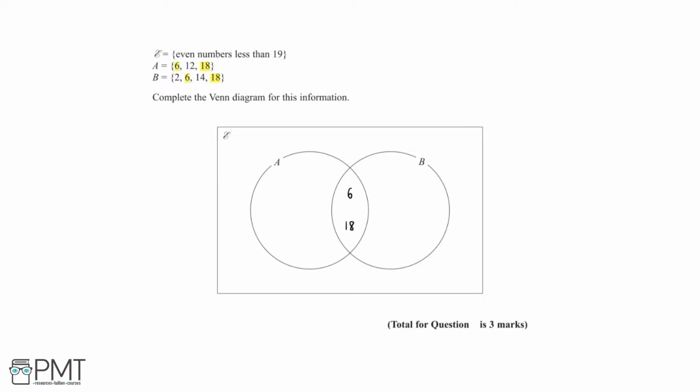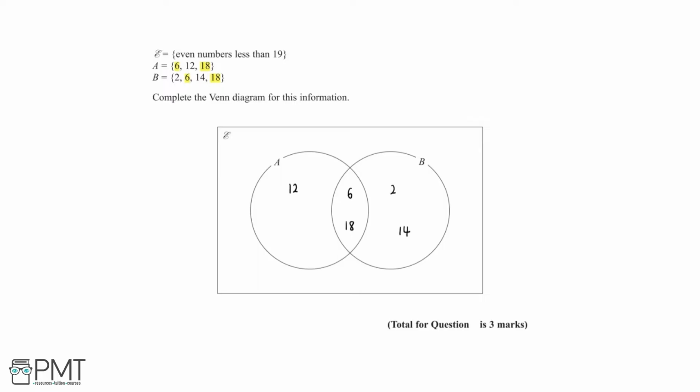Now let's fill in the other numbers. We can see that we have the number 12 left in set A, and so the number 12 is in set A and not in set B, and so it falls within this part of our Venn diagram. And in set B, we have the numbers 2 and 14. 2 and 14 exist in set B, but not in set A. And so we can place 2 and 14 in the Venn diagram outside of circle A, but within circle B.